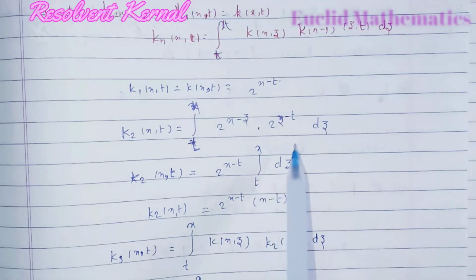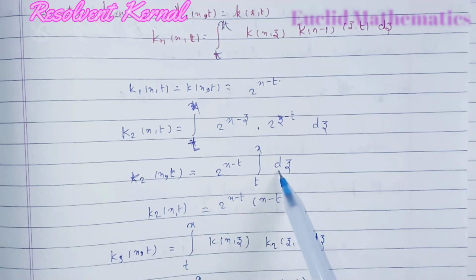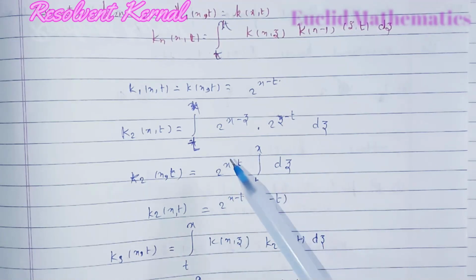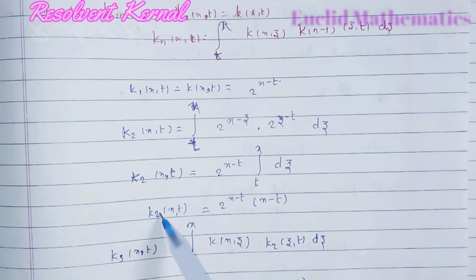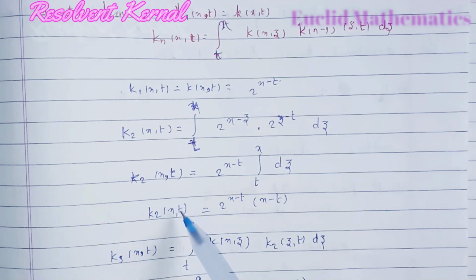So the integral over t to x of dz, 2 raised to x minus t remains the same. The integral of dz is z, with limits t to x, that means x minus t. So x minus t comes out of that integral. So I got the value for the iterated kernel k2 of xt, which is 2 raised to x minus t into x minus t.